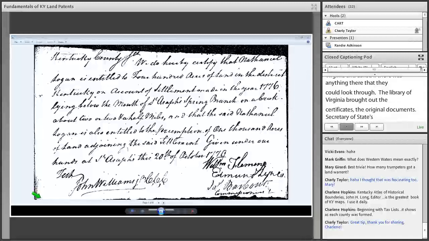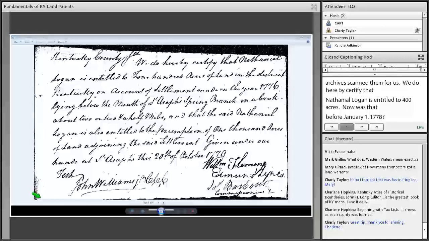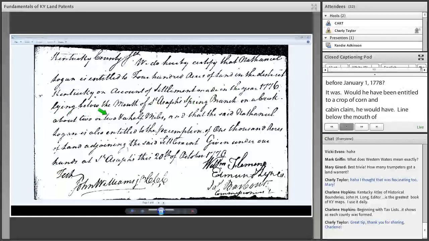So, we do hereby certify that Nathaniel Logan is entitled to 400 acres of land in the District of Kentucky on account of settlement made in the year 1776. Now, was that before January 1st, 1778? Yes, it was. All right, so would he have been entitled to a crop of corn, a corn and cabin claim? He would have, wouldn't he? All right, lying below the mouth of St. Asaph Spring Branch on a creek about 2.5 miles, and that the said Nathaniel Logan is entitled to the preemption of 1,000 acres of land adjoining the said settlement.